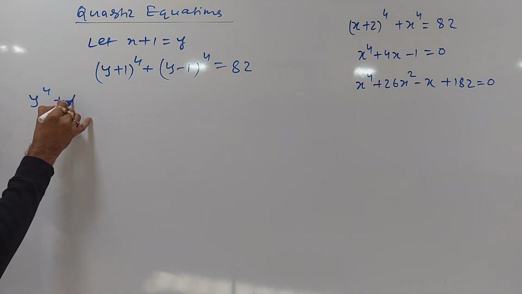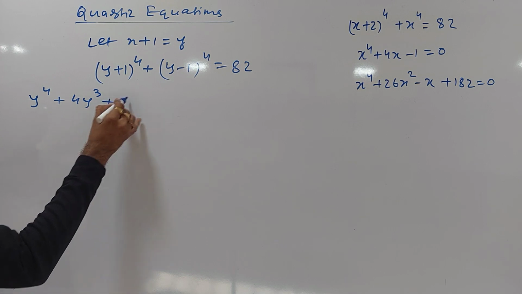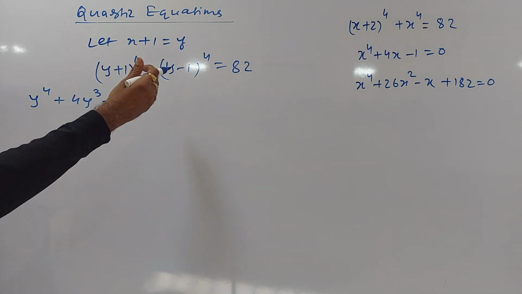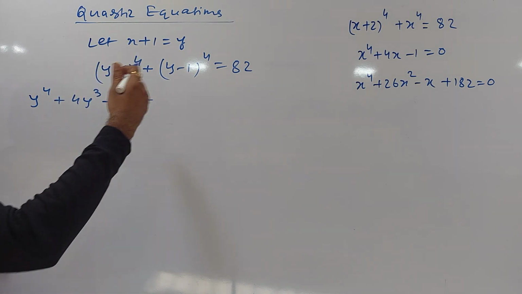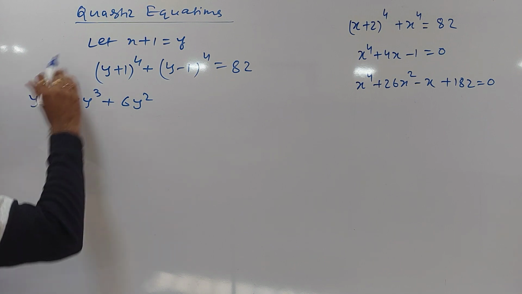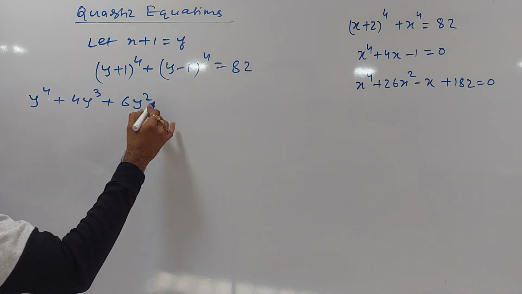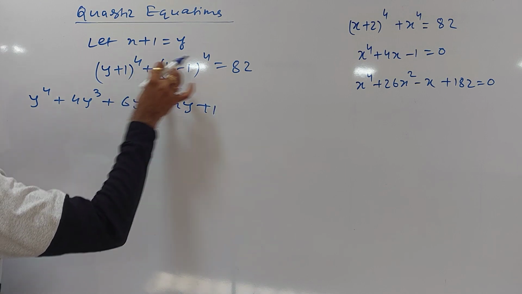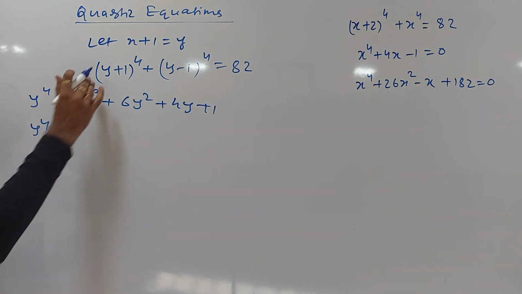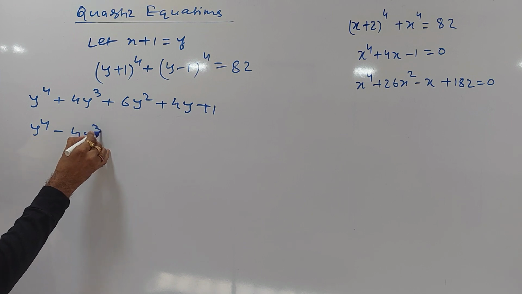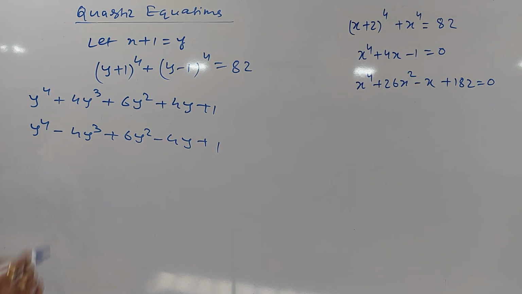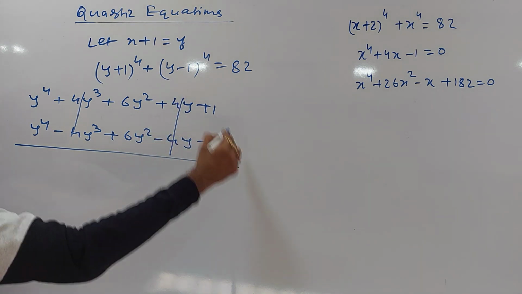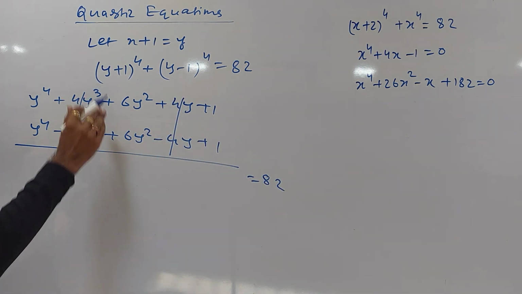(y plus 1) power 4 is y power 4 plus 4y cube plus 6y square plus 4y plus 1, especially having 1 as one of the binomial terms, so it's very easy to expand. I am writing the other one down. It will be the same with just alternate sign change, so that will also reduce your work. Just alternate sign change, and I have to add them. I know that this will go, and yes, the sum is 82.